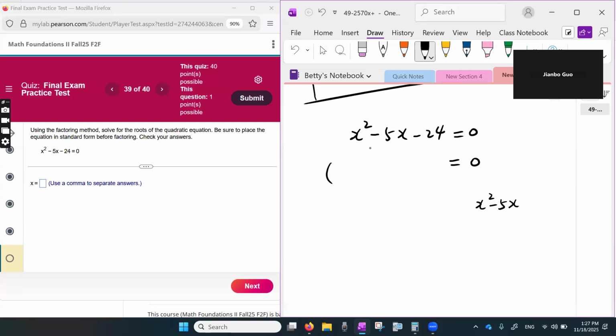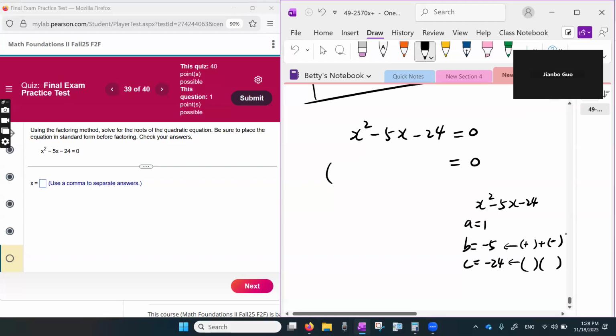X squared minus 5x minus 24, ABC. A is 1, B is -5, C is -24. We are looking for two numbers that add up to -5 and multiply to -24. So one negative, one positive. Yeah, I see it already, but if you don't see it, just factor 24. You notice 3 and 8, right? -8, +3. So we can factor this as x plus 3 times x minus 8.